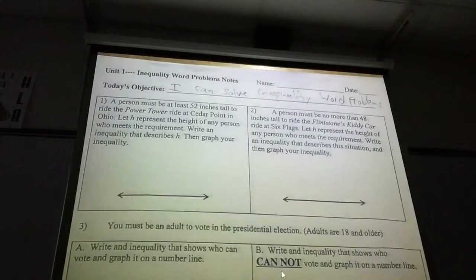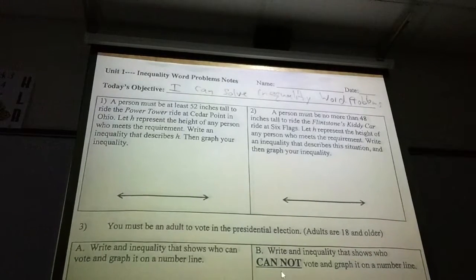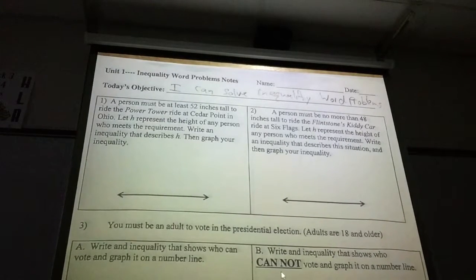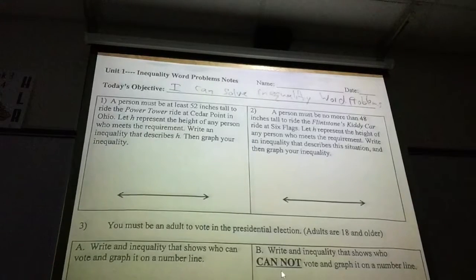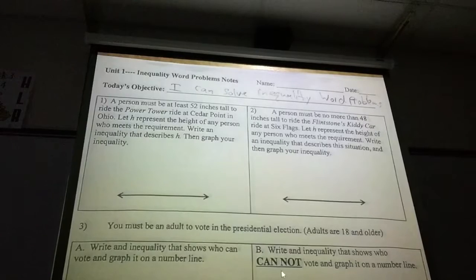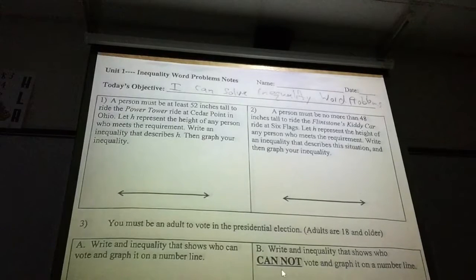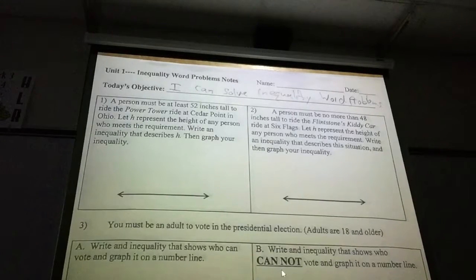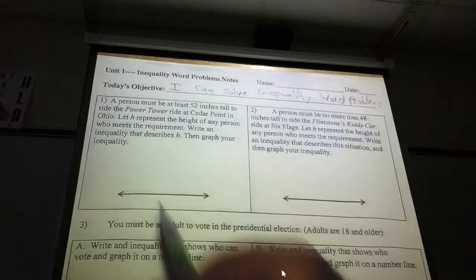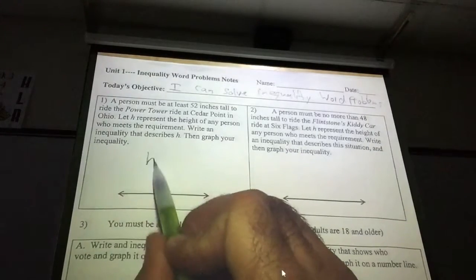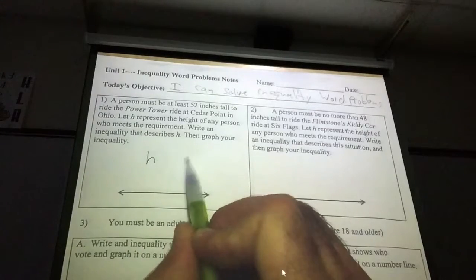Now this first word problem, it says a person must be at least 52 inches tall to ride on the Power Tower ride at Cedar Point in Ohio. Let H represent the height of any person who meets the requirements. Write an inequality that describes H, then graph it. So we know that we're going to be comparing H to 52.